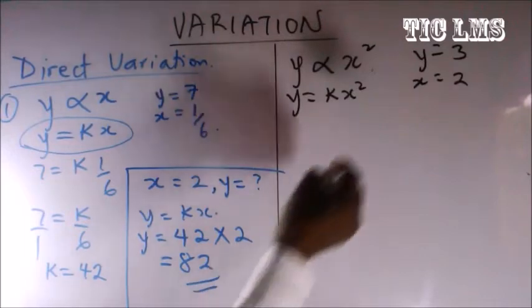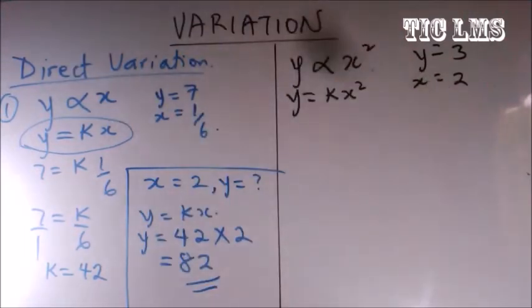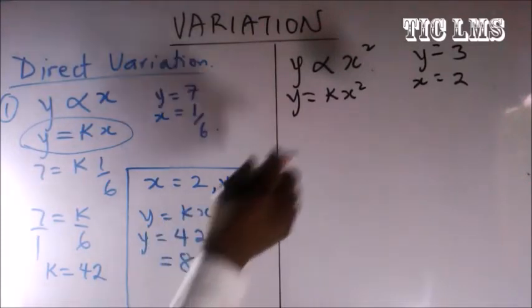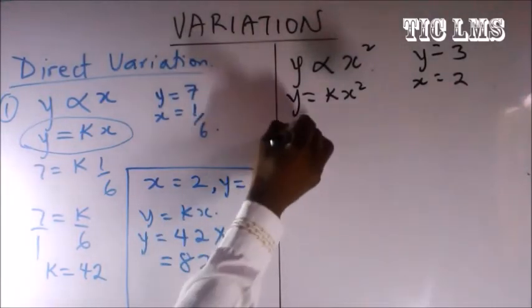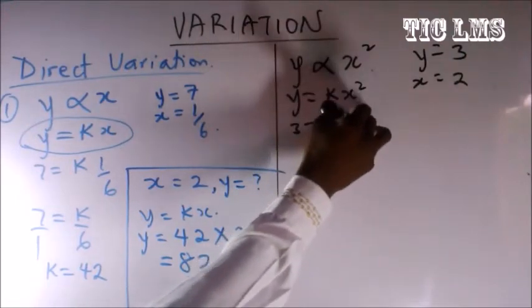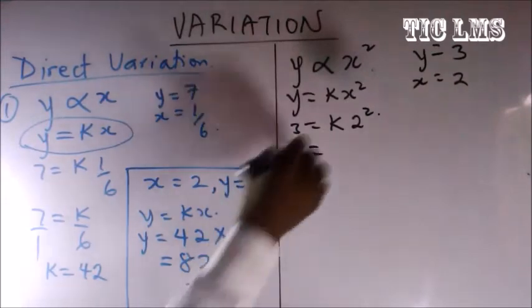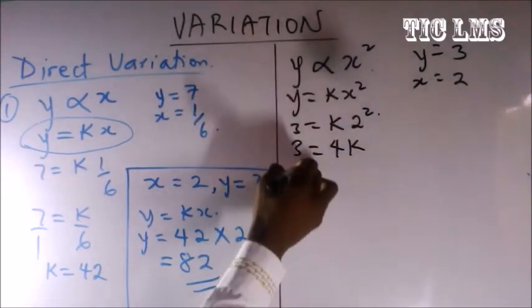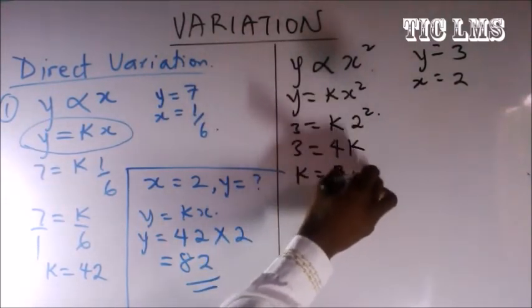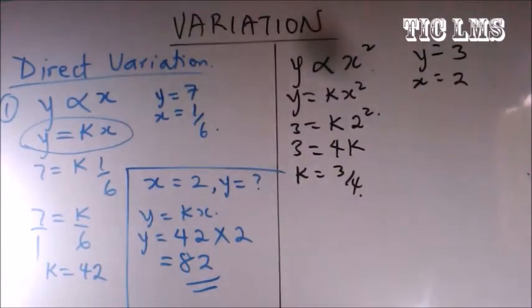So let's substitute 3 and 2 for the values of y and x in the equation. So here we have y equal to 3, so we have 3 equal to k times 2 squared. 2 squared is 4, so we have 4k. So k equal to 3 over 4. So that is the value of k.